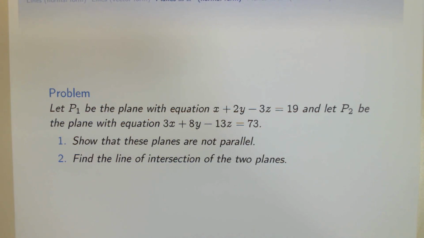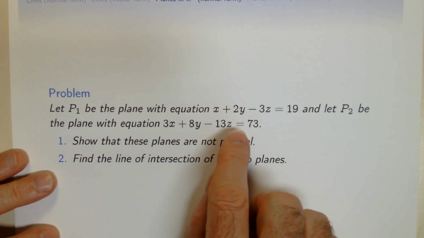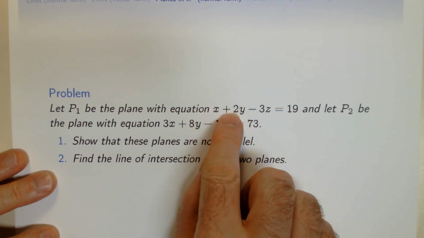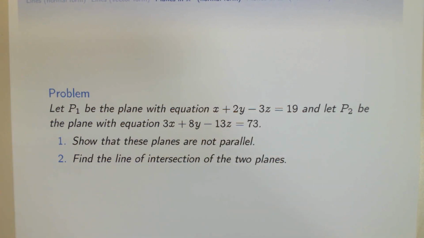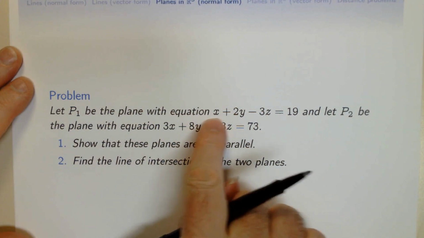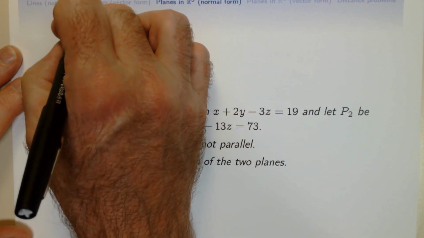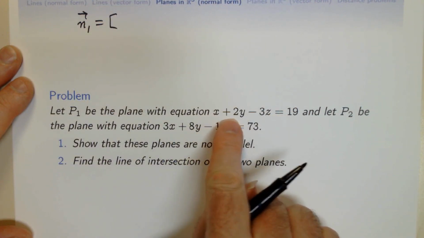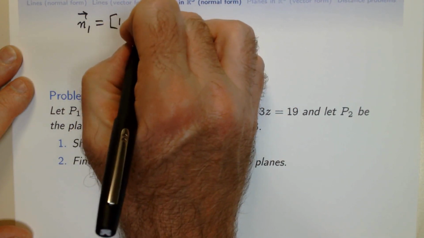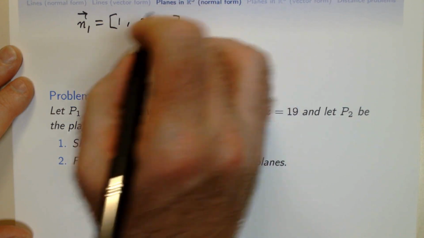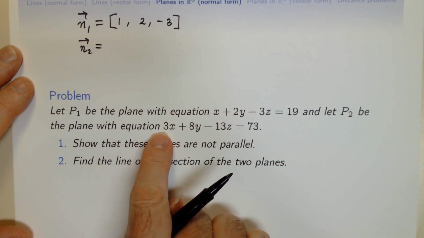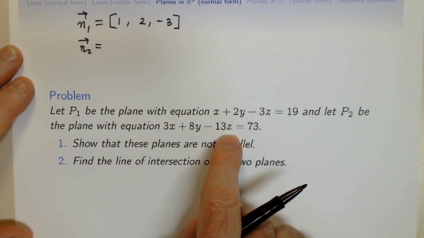Well, let's find out. It's relatively easy to abstract the normal vector out of the general form of the equation. We can simply look at the coefficients of x, y, and z and make those the components of the corresponding normal vector. So this plane has normal vector, let's call it n1, with components 1, 2, and -3. And the second normal vector for plane 2 has coordinates or components 3, 8, and -13.